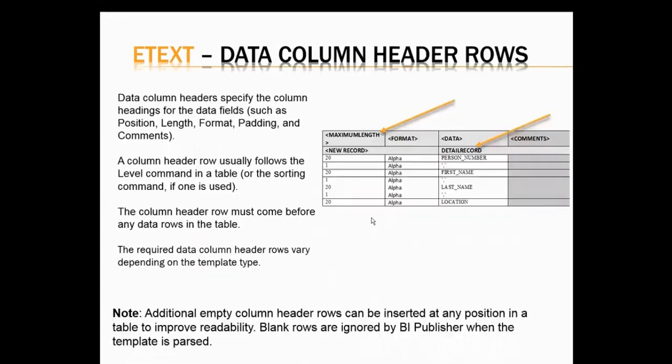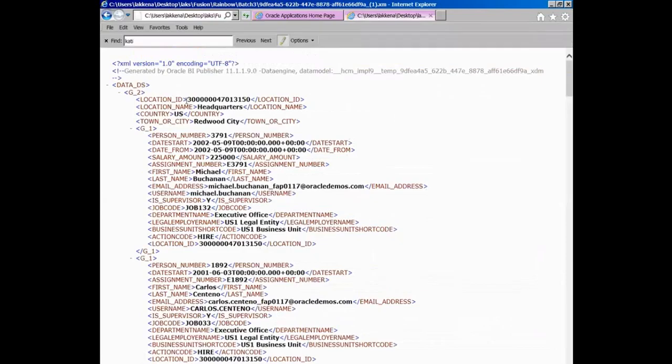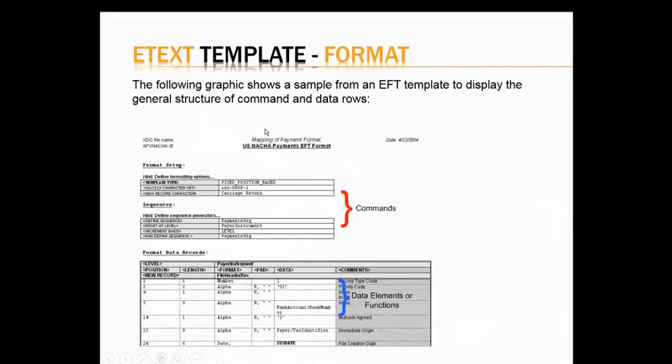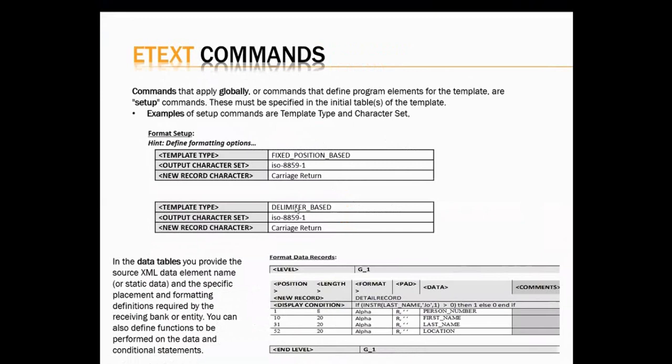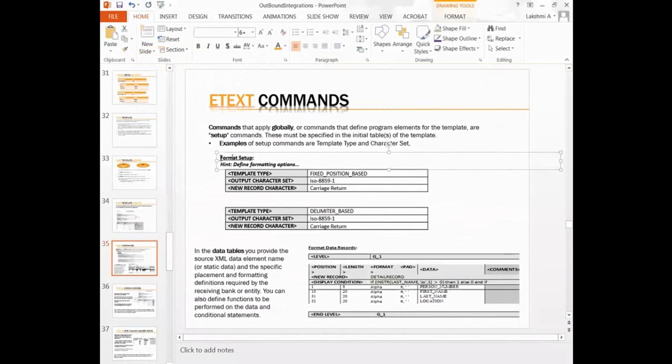Okay, with whatever we discussed, let's start creating a simple data. So we already have data here. Yesterday we created a data model, which is this one. With this data model, we will try to create, with the commands we learned, one ETEXT position based template and one delimited based template. So we can copy it.